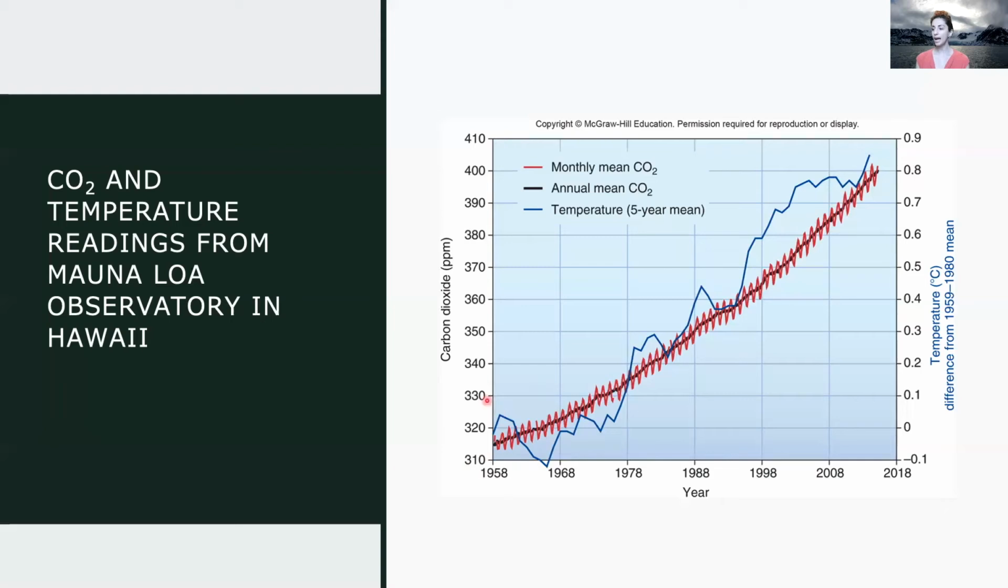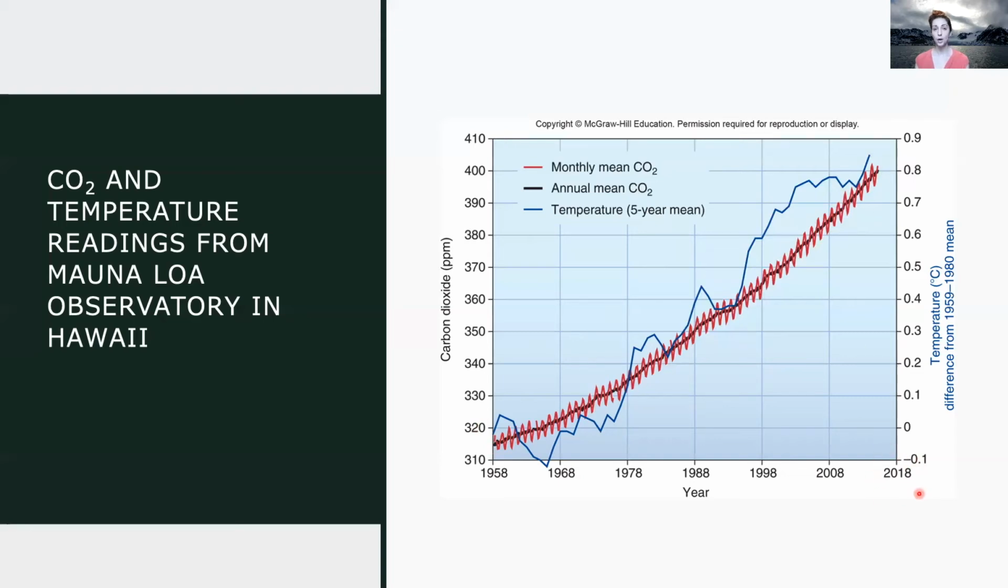So we can track that from 1958 to 2018, we have seen an extremely sharp increase in the amount of CO2 in our atmosphere, going from about 315 ppm when observations started to today, where we know we're at about 415 parts per million. The data here stopped at 2018.